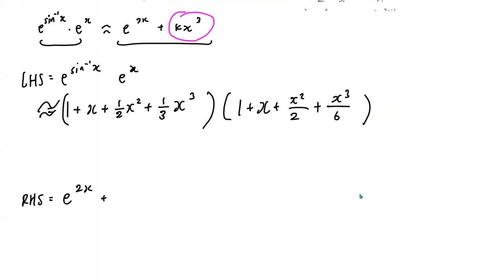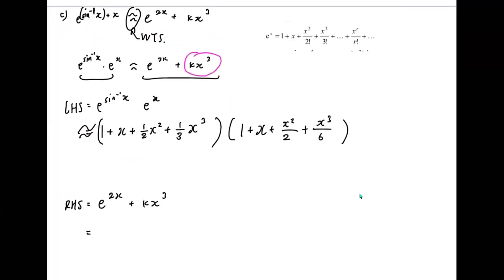E power 2x plus kx cubed. And e power 2x. Okay, this time we are just going to use the formula again, but replacing x with 2x.